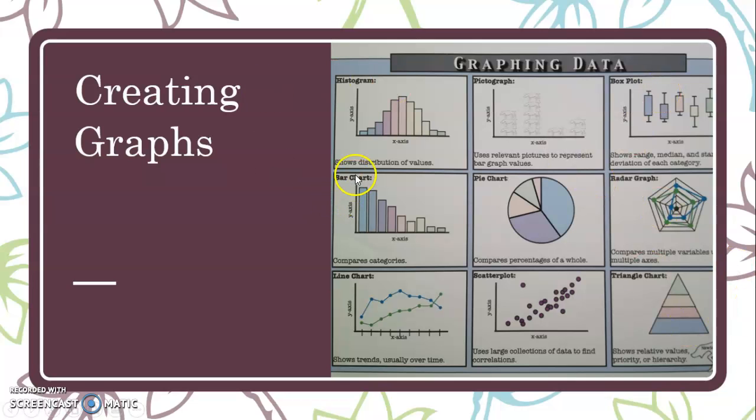The bar chart, basically the y-axis is going to have the number, and the x-axis is going to have the different categories. And what you do is, the bar grows as the number grows. And then the pie chart is going to compare percentages of the whole class, or whole population. So I'll give you an example for the pie chart.